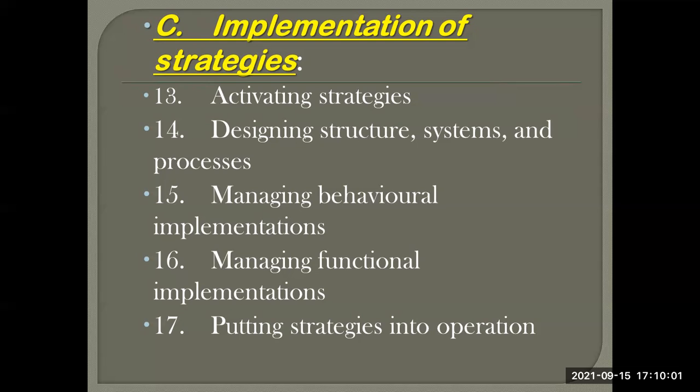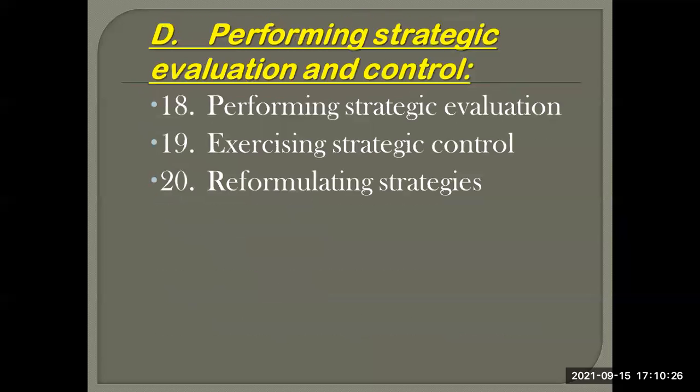14th step is designing structure, systems and processes, which are very essential. Process is very important. If you are implementing right processes, most probably you will get success. Then next is managerial behavior implementation. Next is managerial functional implementation. The next is putting strategies into operation. The last part is performing strategic evaluation and control.